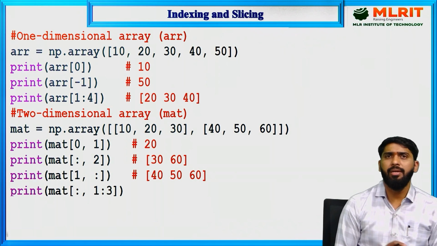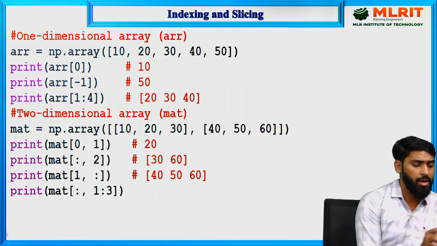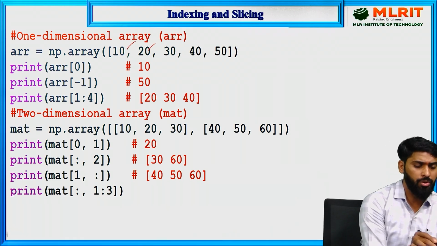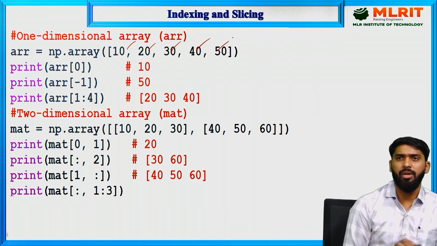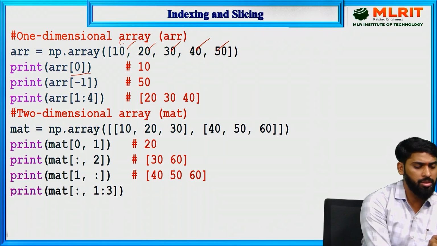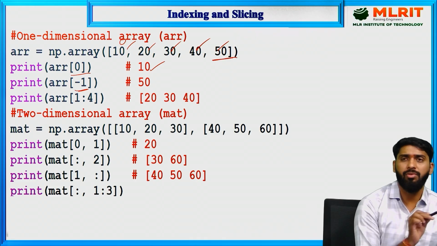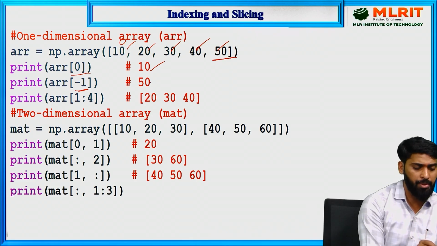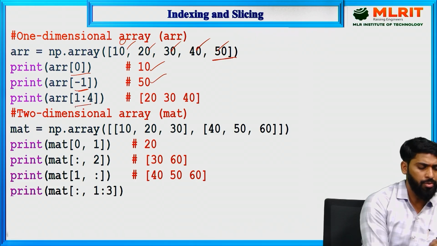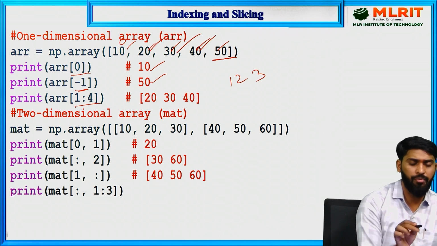So now we see indexing and slicing. Here, this is a one-dimensional array arr: 10, 20, 30, 40, 50. It is similar to lists only. Now arr[0], this is the 0th index, so it returns 10. arr[-1], negative value, so the last value we are going to print, so it prints 50. arr[1:4] returns indexes 1, 2, 3, so it is 20, 30, 40.